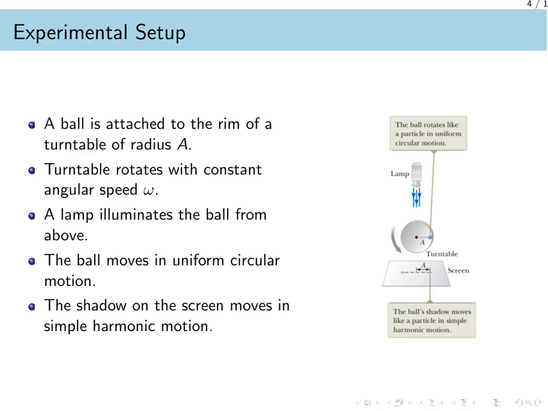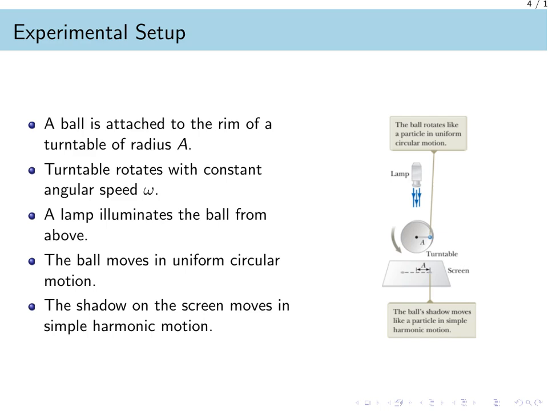To visualize this connection more clearly, let us look at an experimental setup. Imagine a ball attached to the outer rim of a turntable with a radius represented by the letter A. The turntable rotates at a constant angular speed, which we represent with the Greek letter omega. In this arrangement, the ball itself is undergoing uniform circular motion. Now, if we place a lamp directly above the turntable and a screen below it, the lamp casts a shadow of the ball onto the screen.